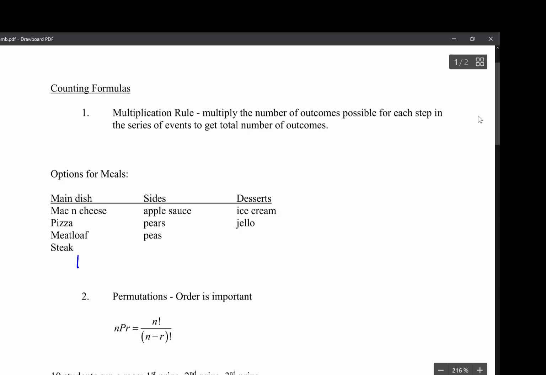So here for the main dish, I have 4 possible outcomes. Then I multiply that by the number of possible outcomes for the side dish, 3 possible outcomes. And then I multiply by the number of possible outcomes for desserts, 2. So I have a total of 4 times 3 is 12 times 2. So I have 24 different meal combinations I could offer my husband.